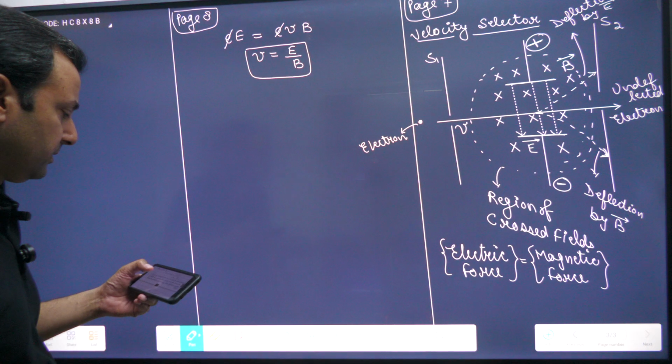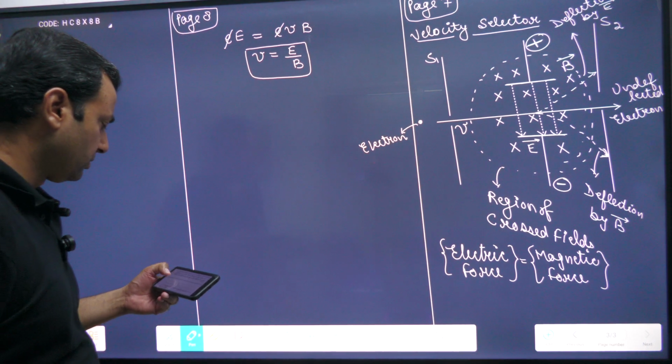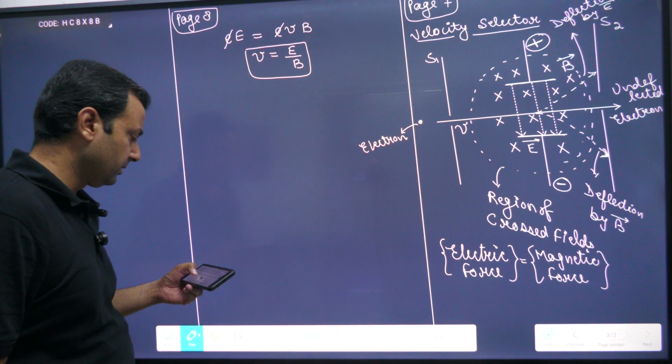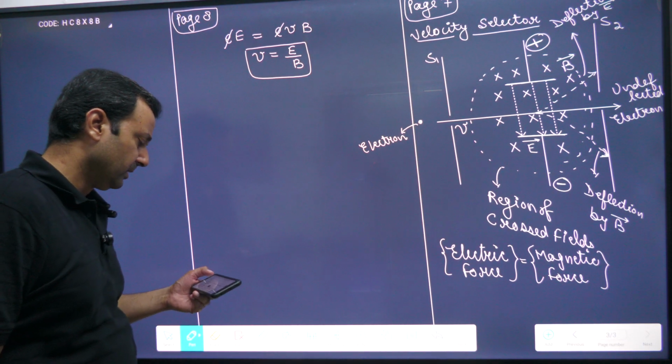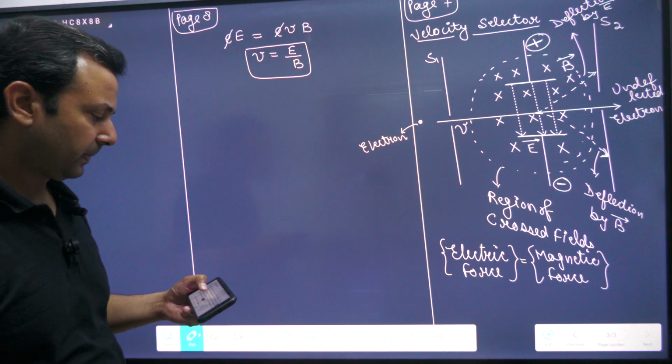Such an arrangement can be used to select charged particles of a particular velocity out of a beam in which the particles are moving with different speeds. This arrangement is called a velocity selector or velocity filter.